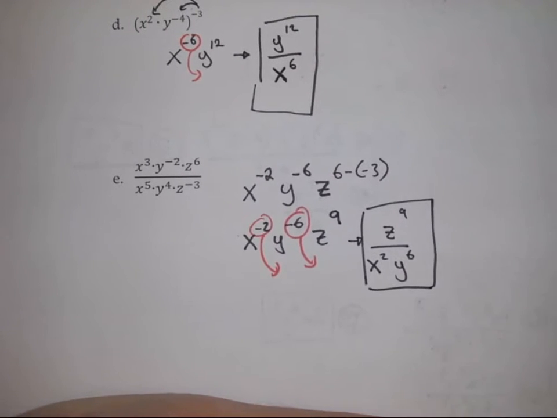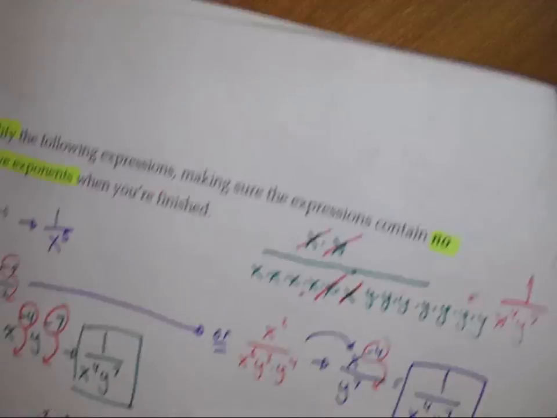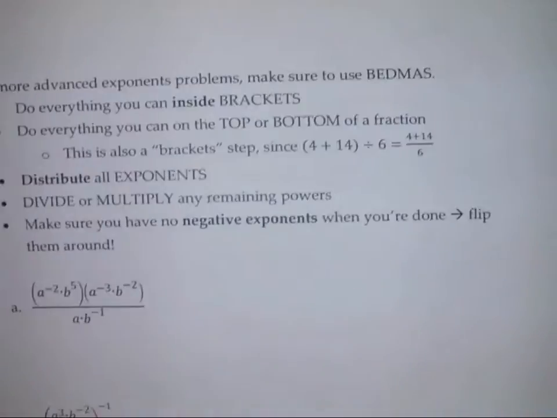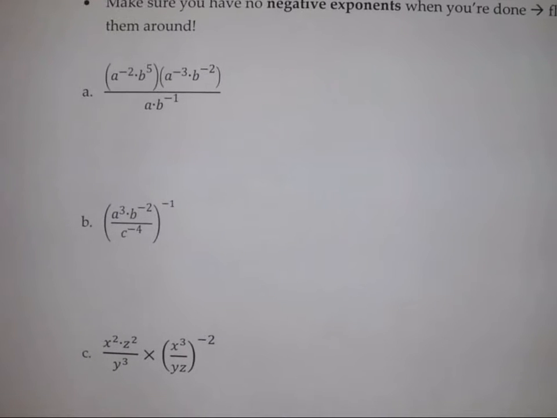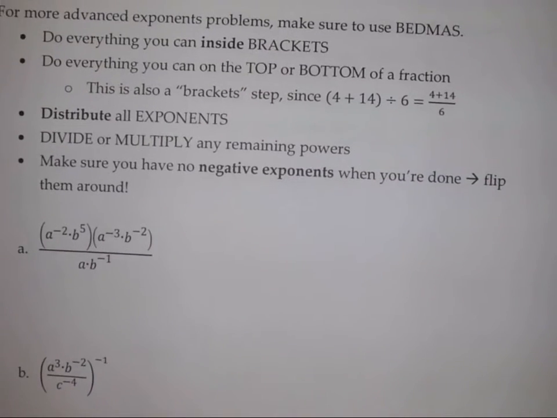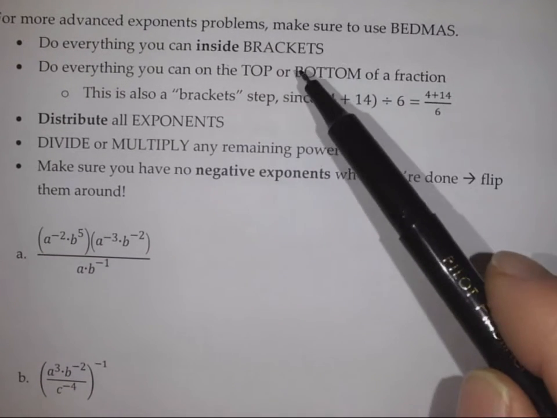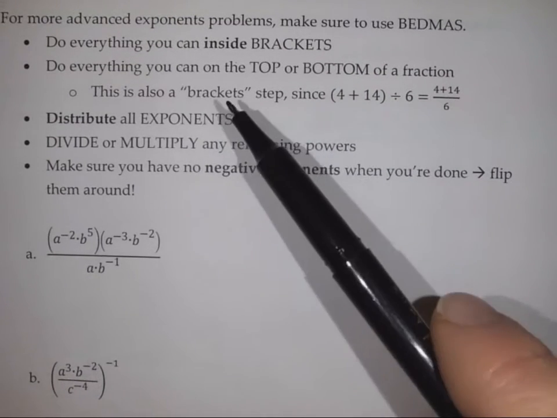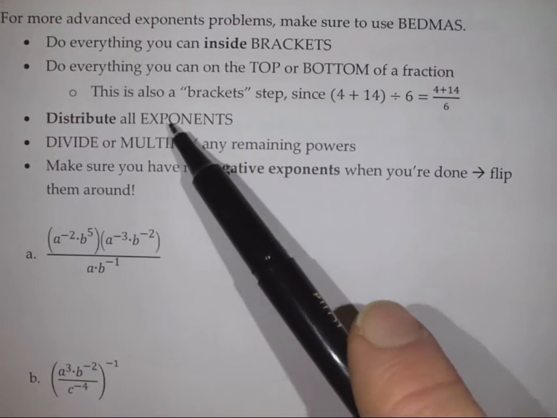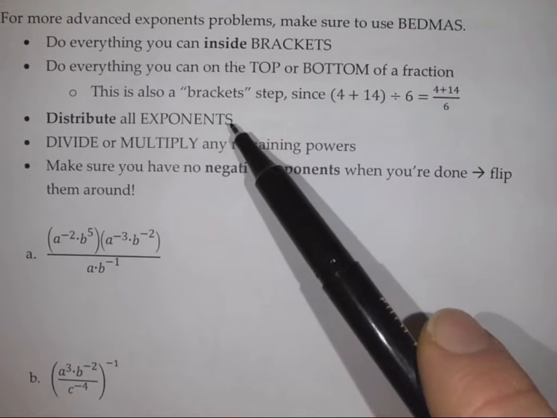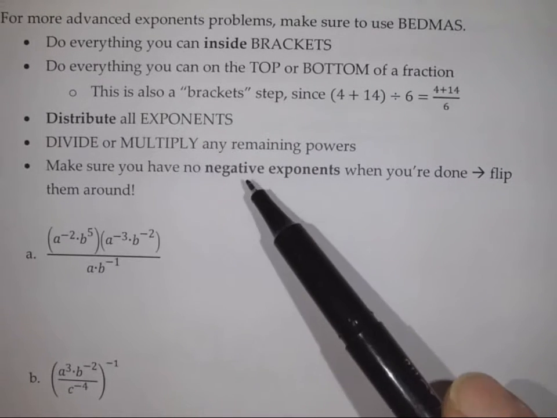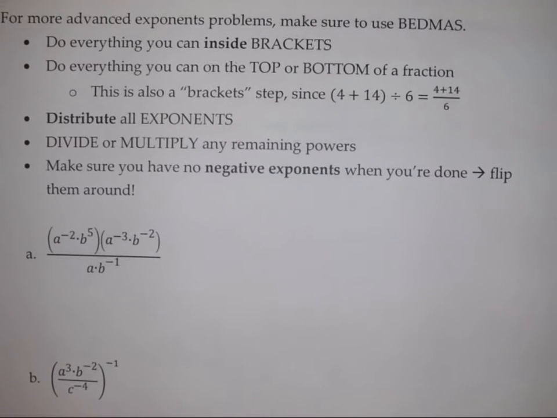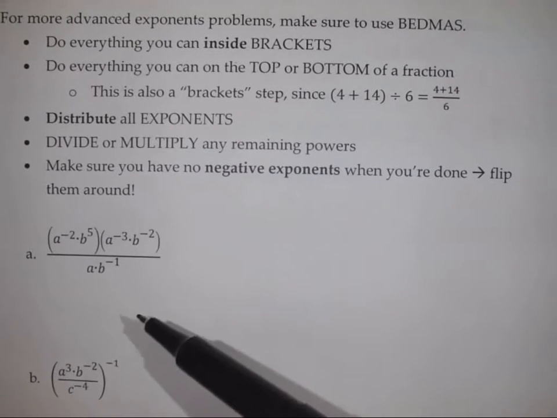All right. So, lastly, we'll move on, and we'll take a look at some questions that involve negative exponents, positive exponents, and BEDMAS as well. So we're going to do all of our BEDMAS steps, brackets, including anything on the top or bottom of a fraction, which we're going to include as a bracket, just like we did in the first question. Distribute all exponents, that's like an exponent step. Multiply or divide, and lastly, we got to make sure that any negative exponents, we flip them around. Flip the positives down to the bottom, bottom ones up to the top.